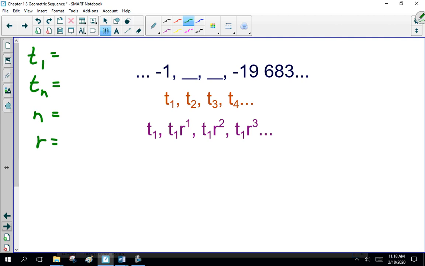So, minus 1, blank, blank, minus 19,683. So what have we got? First term and the last term, which is how many terms? In this instance, 4. So T1 is minus 1. The last term is minus 19,683. And the number of terms is 4. Now, here we have to figure out what r is. Can you easily guess? No. But can you solve it? Yes.